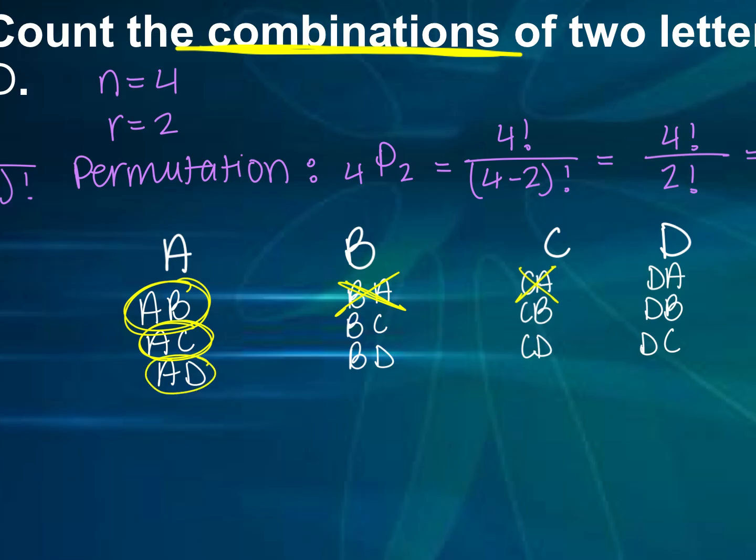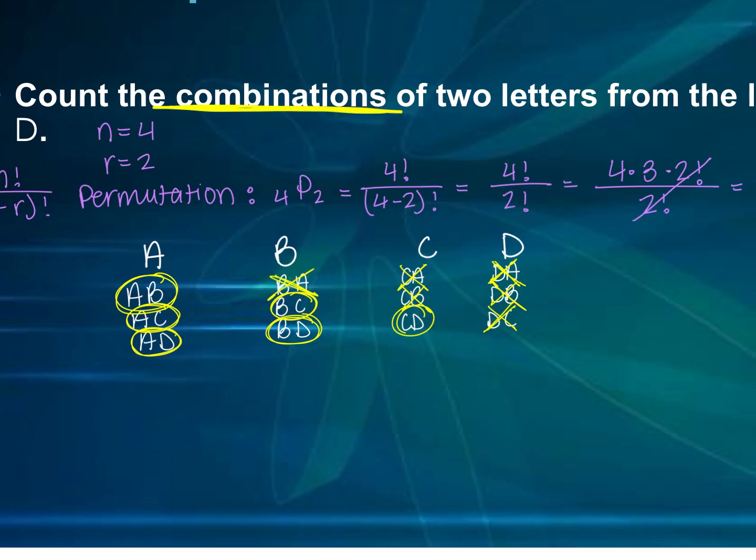If I have AD, that's the same thing as DA, so I'm going to cross it out. Looking at the next row or column, I have CB, it's the same thing as BC. I have BD, that's the same thing over here. And then this is the same thing over here. So for my combination, I'm going to have 6.